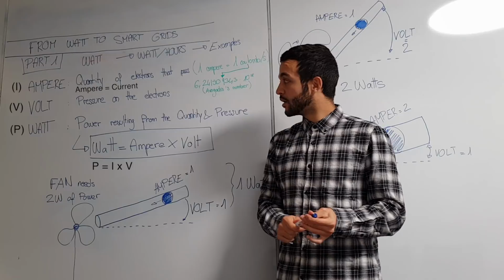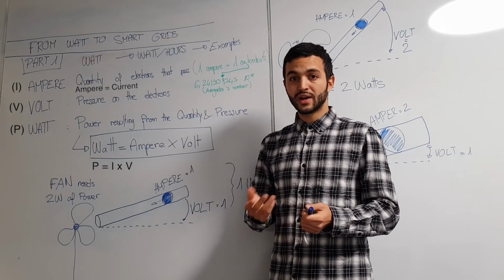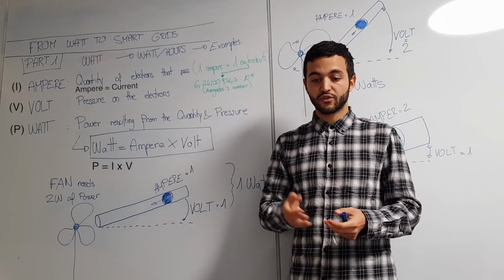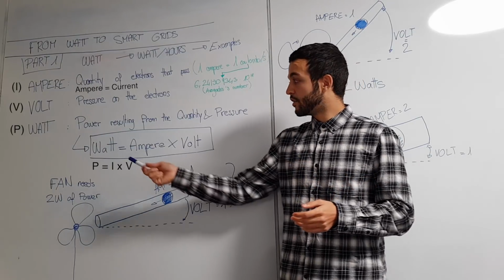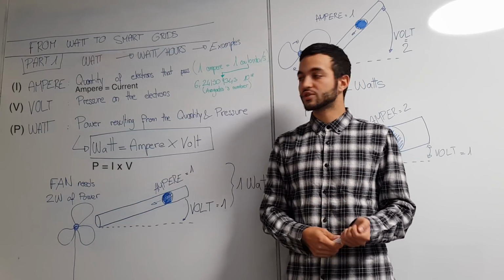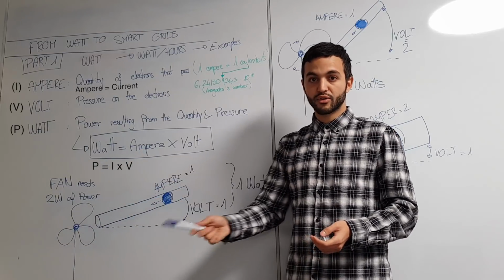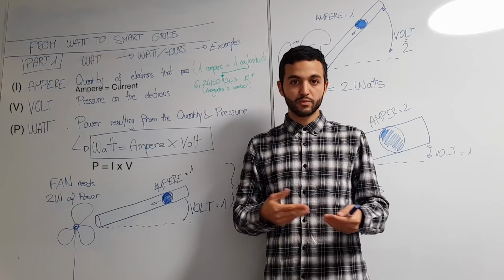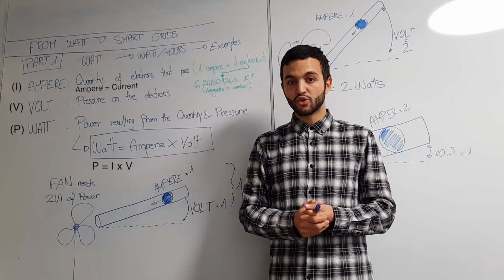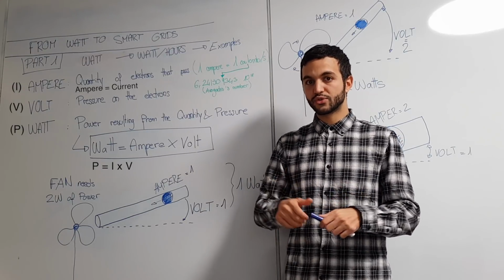And finally, you end up with watt. Watt is the power resulting from the quantity of electrons and the pressure they have on them. So the formula is very simple: watt equals ampere times volts. I don't know if at first sight this is very clear, so what I would propose is to give a very concrete and simple example to illustrate it.